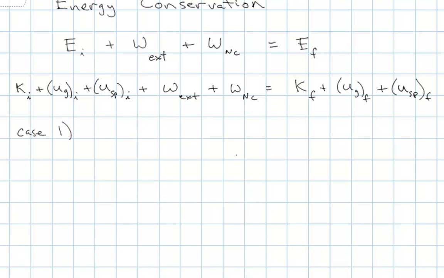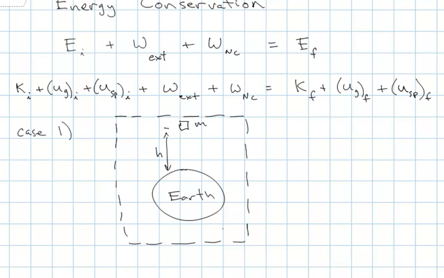Let's call this case 1: the Earth, our block, mass m, at some height h. And what I'm going to do is pick my system to include the Earth, the block and the Earth. So when I write my energy equation, I account for the fact that the mass is in the gravitational field of the Earth with a potential energy term. So I would say, let's pretend our mass starts off at rest, and we want to know what is V final just before it hits the ground.